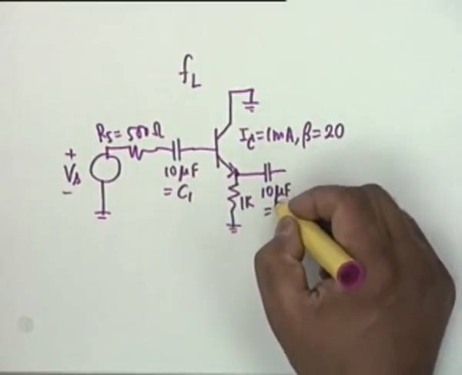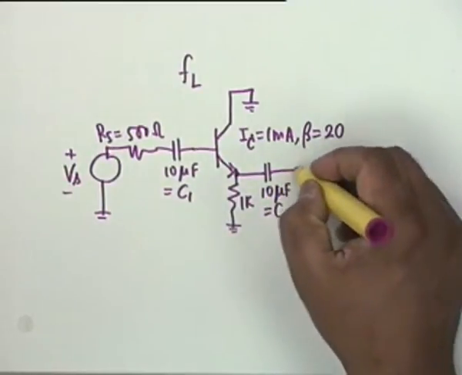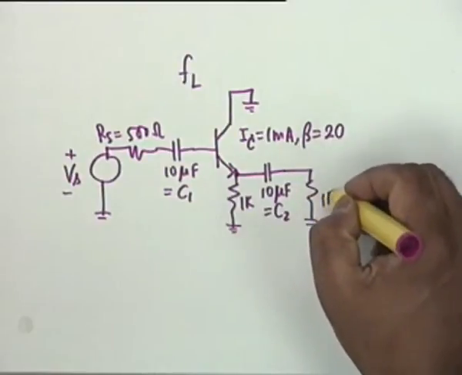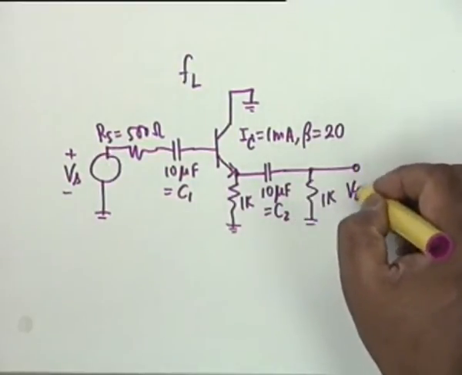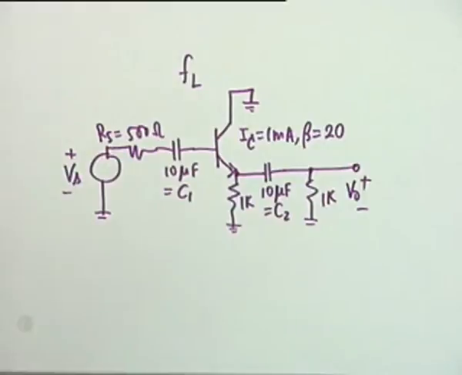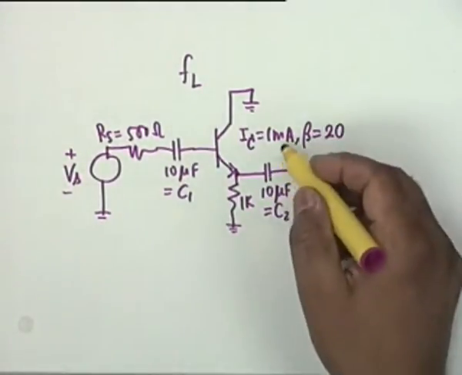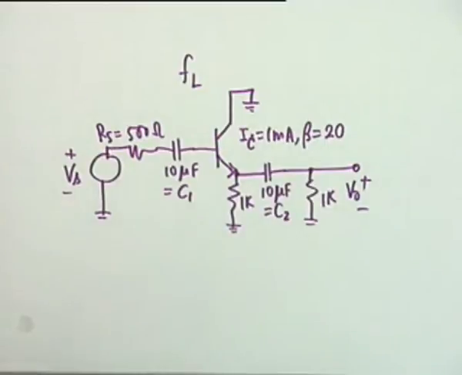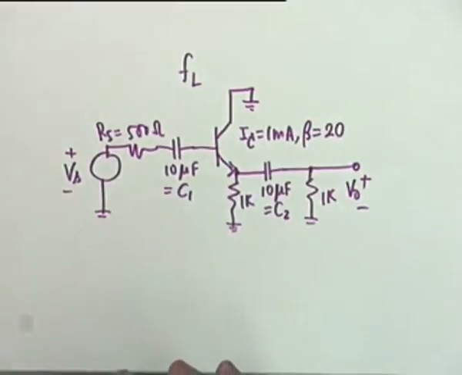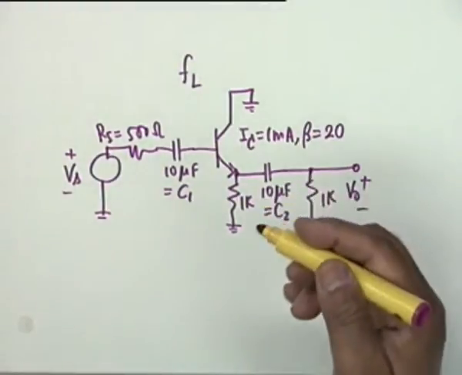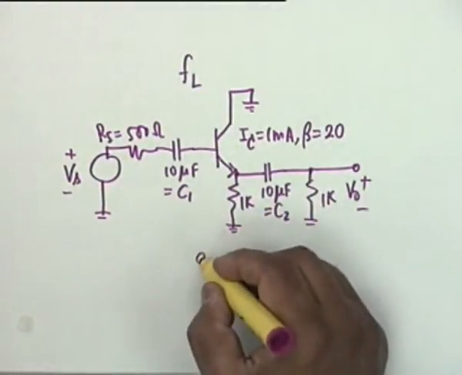10 microfarad, we call this C2, and 1K. This is my output voltage V0. Biasing details are omitted. That's why only this current is given. If this current is given, I think as far as finding the parameters are concerned, that's very simple.